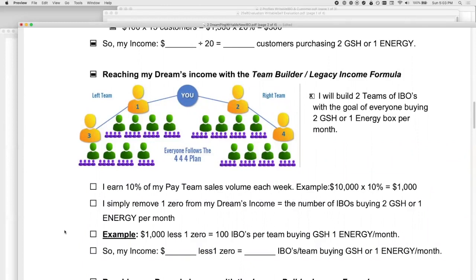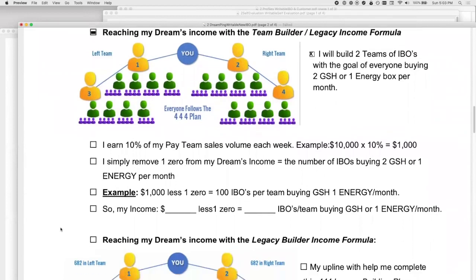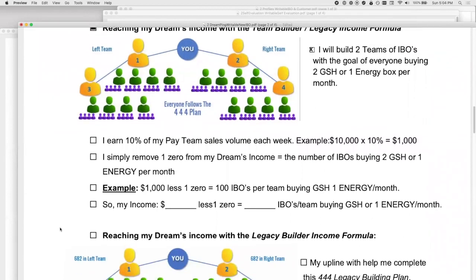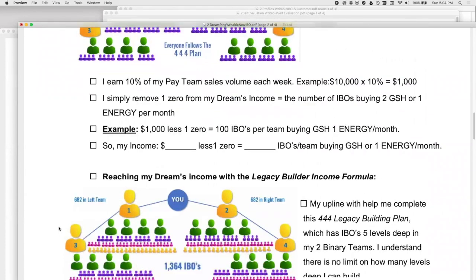You just have to realize how many people you need to build. But remember, you're only signing up 4 people. Then we'll help everybody else sign up their 4 people. Now, reaching your dreams income with the legacy builder income formula is basically the same. It just goes a little deeper into that 444. So let's look at that.